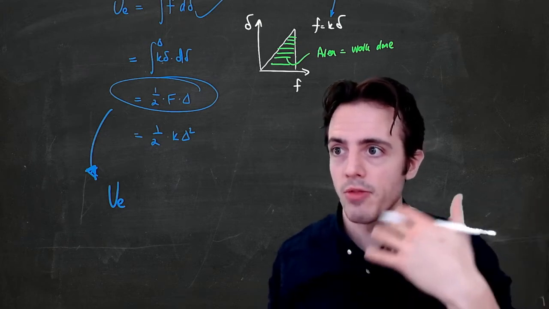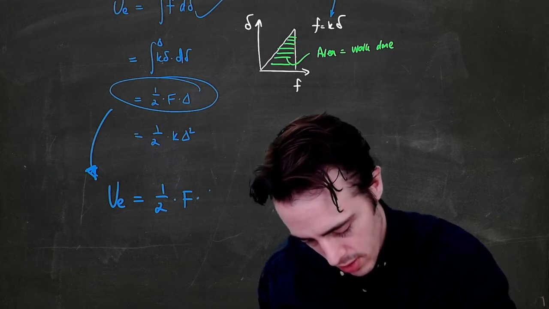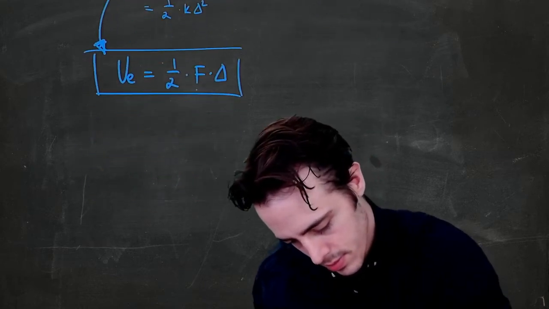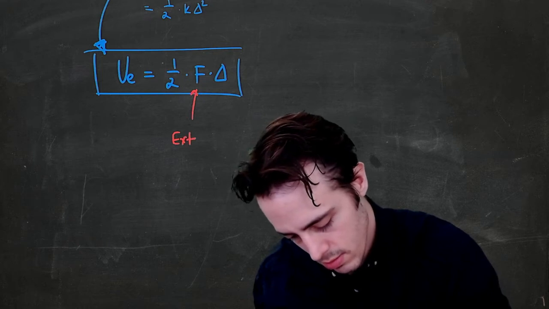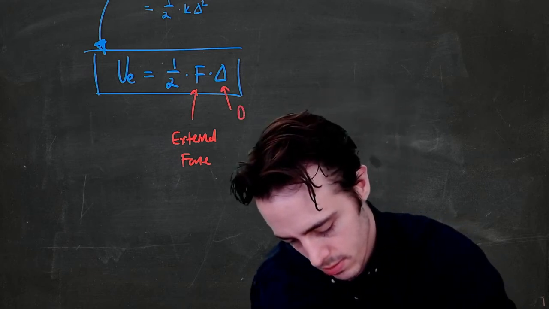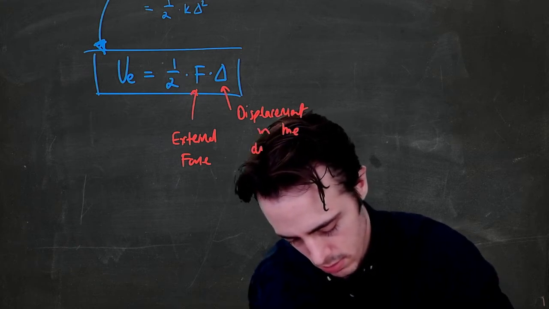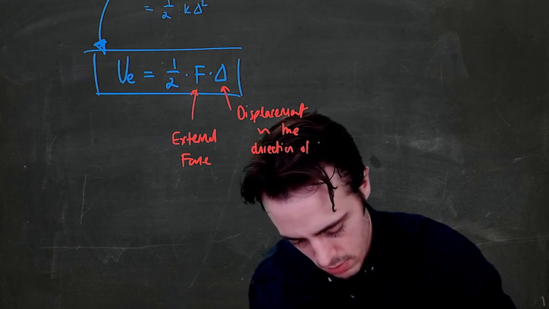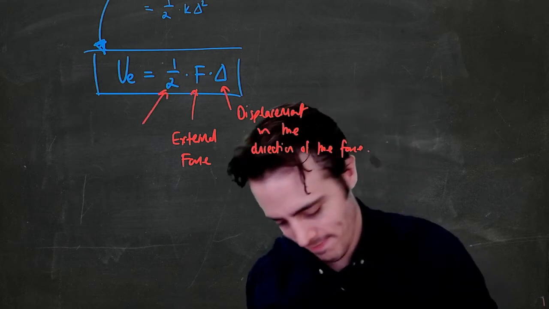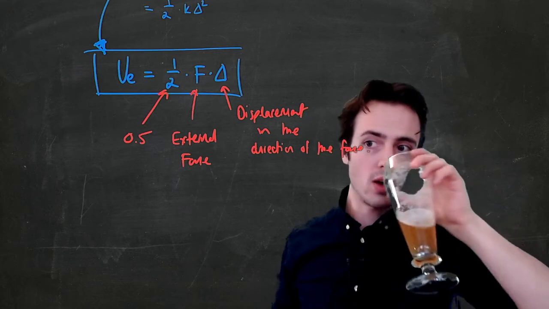The difference that we're going to make is whether it's internal or external. So UE is equal to half multiplied by force multiplied by displacement. This is the external force, and this is the displacement in the direction of that force. And then this is 1/2, equal to 0.5. Okay, so this is our external work done.